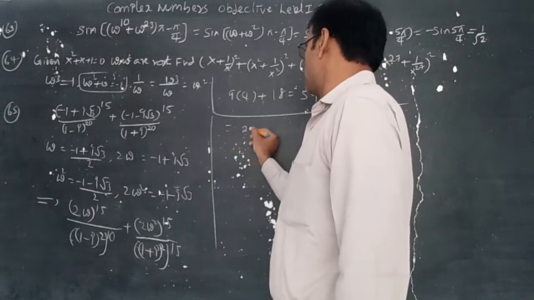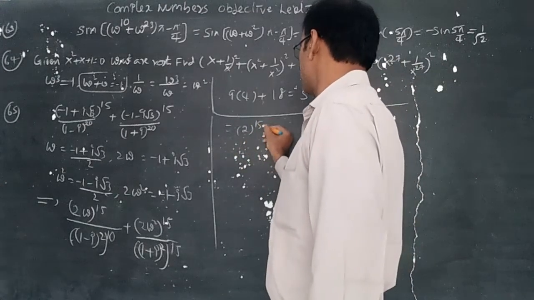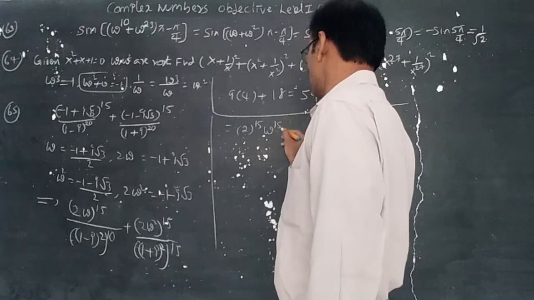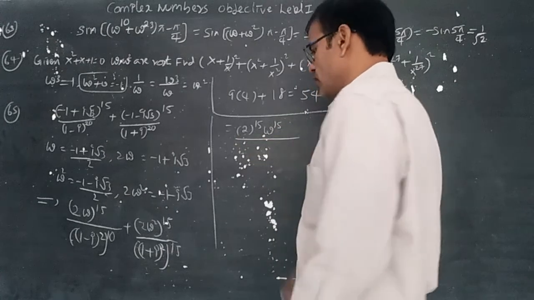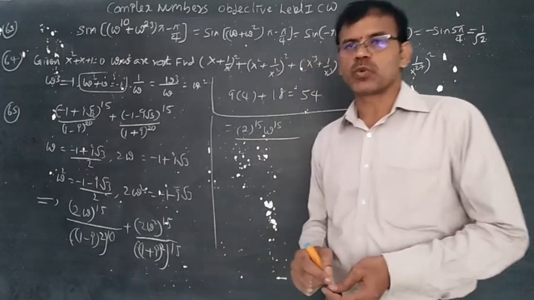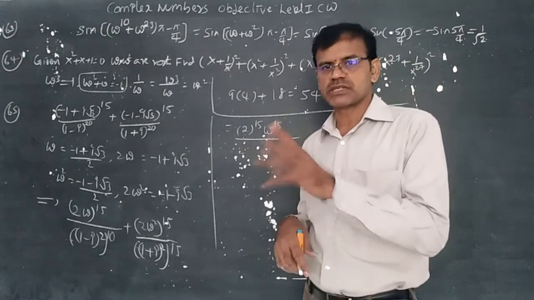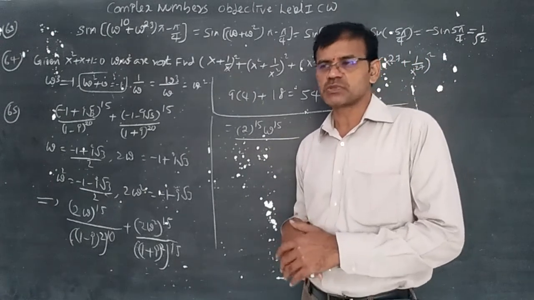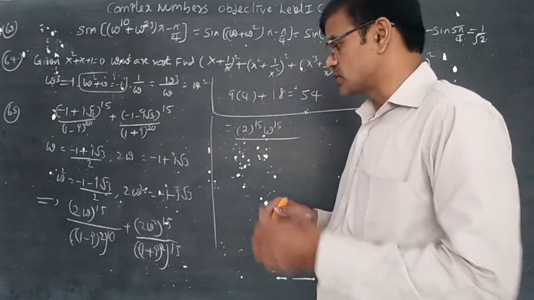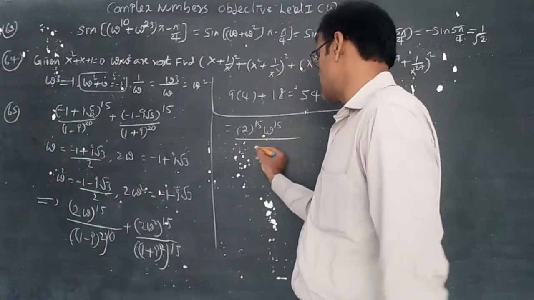2 power 15 omega power 15 by (1 minus I) whole square. (1 minus I) whole square value is 1 plus I square minus 2I. 1 plus I square get cancelled because I square is equal to minus 1. 1 plus I square get cancelled, minus 2I, you can understand now.